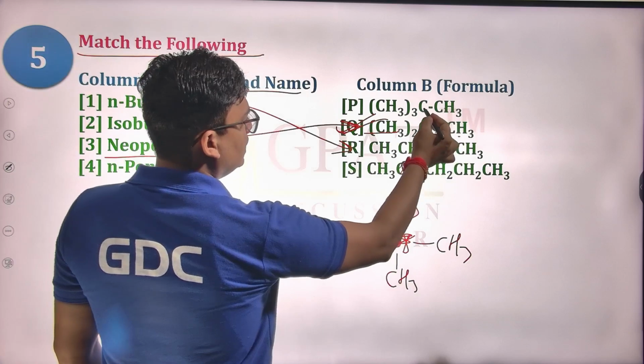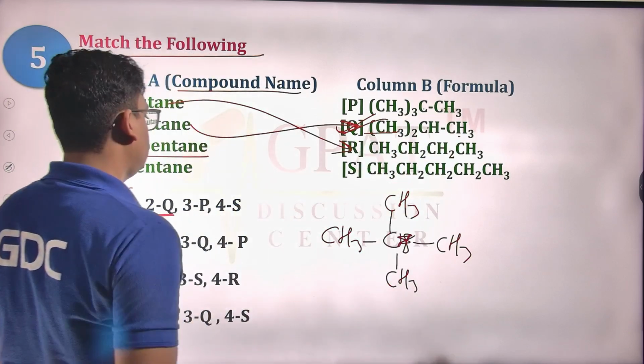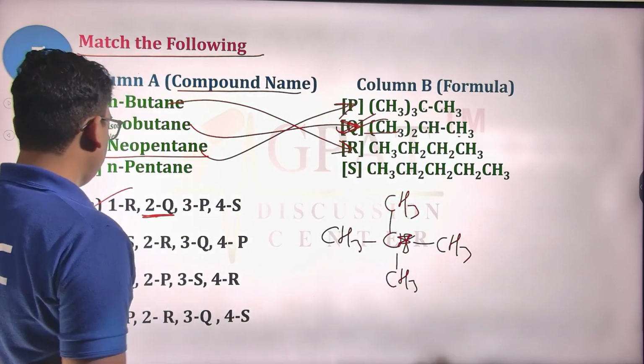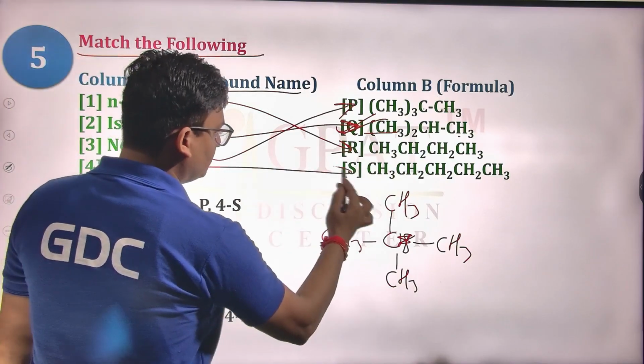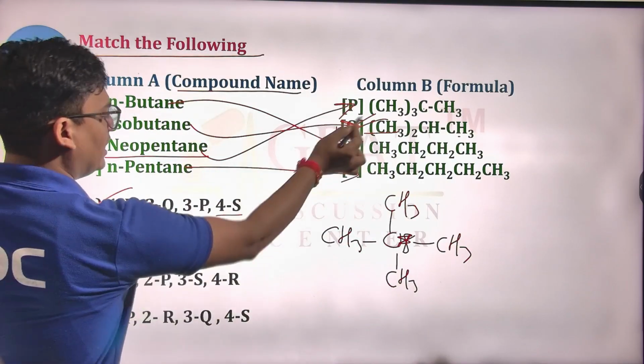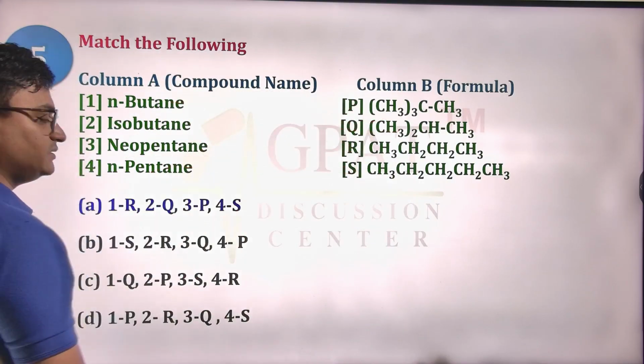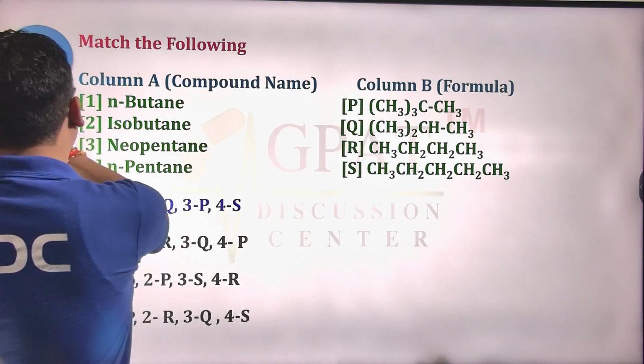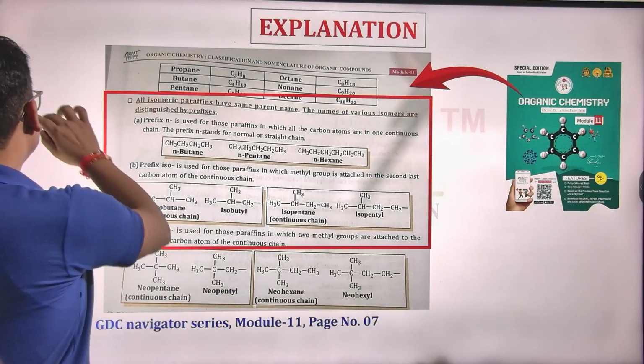So CH3C and we have substitutions, correct? P. And N-pentane, that is normal pentane, 5 carbon chain. So S and we have P. So A is the right answer. A will be the correct answer for this. The right answer is A.